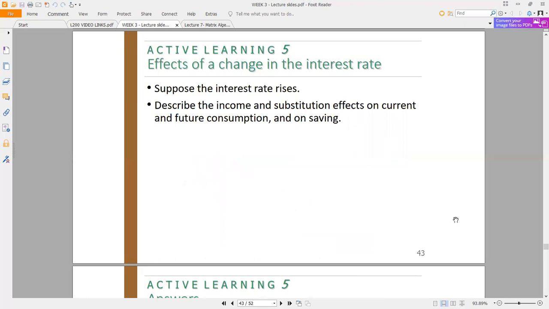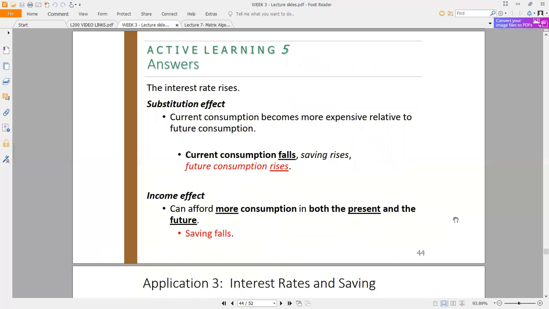Now, what happens? We want to look at the effect of a change in interest rate. What happens if there's an increase in interest rate? What is going to be the income effect? What is going to be the substitution effect on current and then future consumption? What about savings? Remember, we said interest rate is the cost of current consumption. So if there's an increase in interest rate, then it means that there's an increase in the price of current consumption.